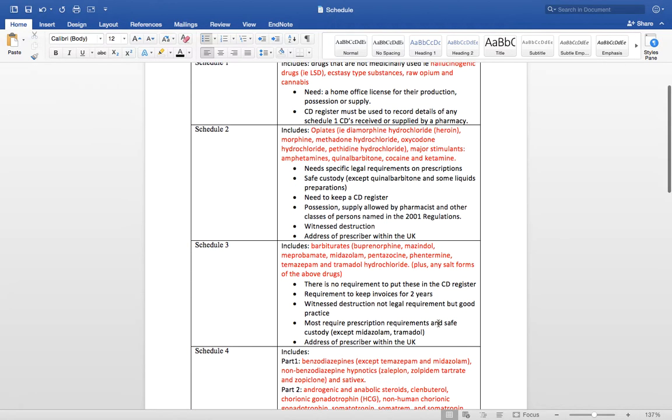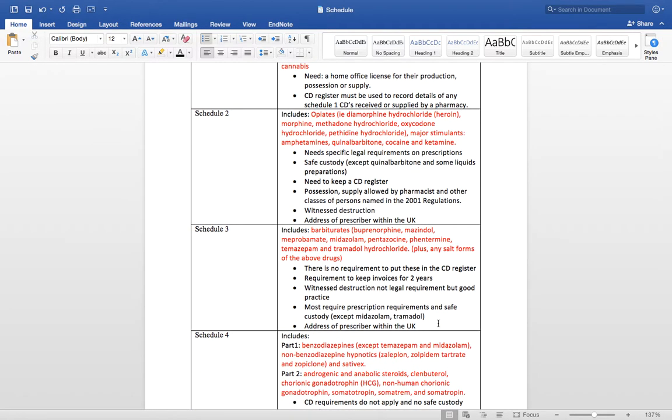Schedule 3 medications include barbiturates, buprenorphine, and there's also midazolam, tramadol and temazepam, and any salt versions of the drugs above. Unlike Schedule 2, there are no requirements to put these inside a controlled drug register, so you wouldn't need to keep a running balance of Schedule 3 medications. However, you do need to keep the invoices that you get with the medications.